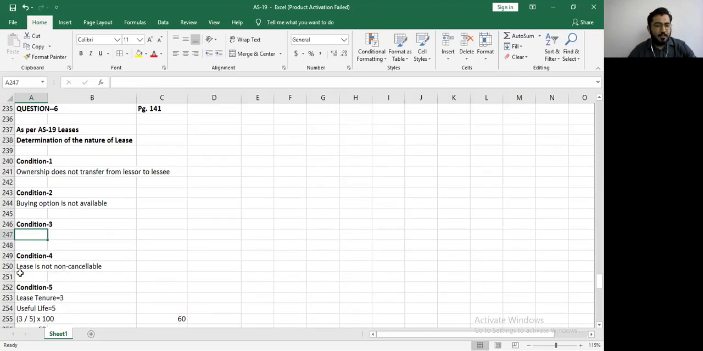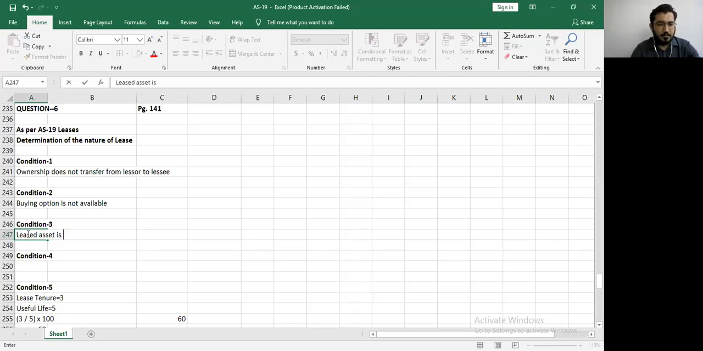Is it given anywhere in the question that the leased asset is of a specialized nature? Look at the question and tell me, is it anywhere given in the question that the leased asset is of a specialized nature? No. So I'm writing over here, leased asset is not of a specialized nature.